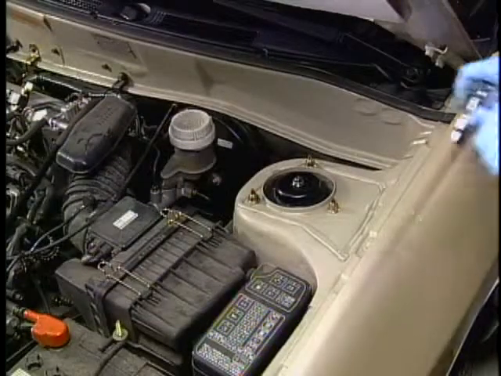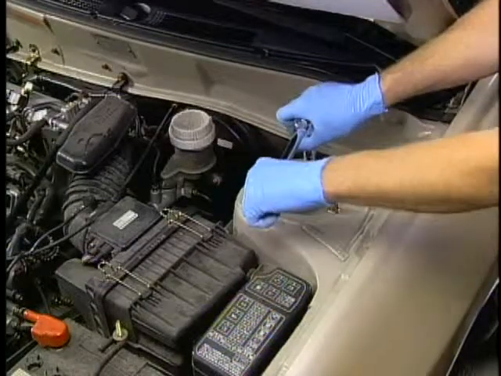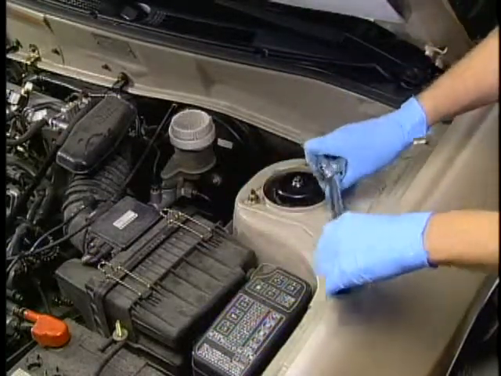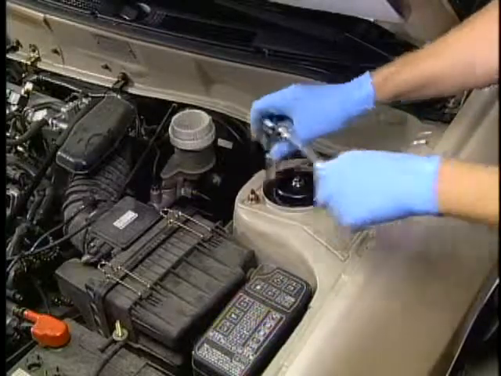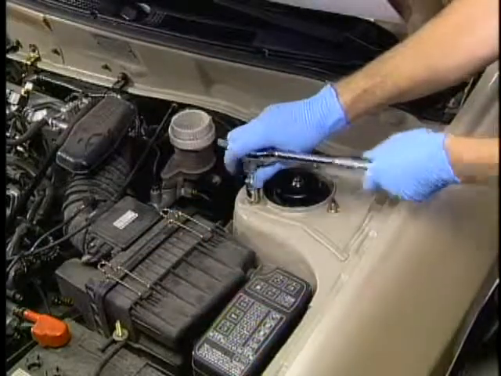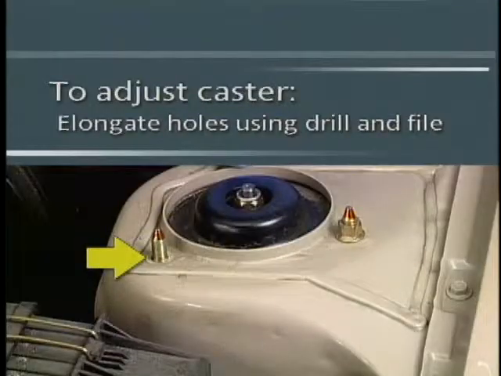If the upper strut mount is adjustable on a McPherson strut suspension, the mount retaining bolts may be loosened and the mount moved forward or rearward to adjust caster. For some suspension systems, the upper strut mount bolt holes have to be elongated with a proper size drill and round file prior to caster adjustment.